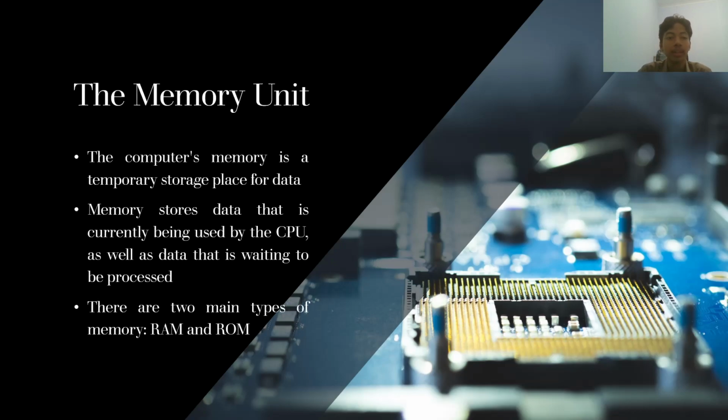Memory unit. The computer's memory is a temporary storage place for data. Memory stores data that is currently being used by the CPU, as well as data that is waiting to be processed. There are two main types of memory: RAM and ROM. RAM means random access memory, and ROM is read-only memory.